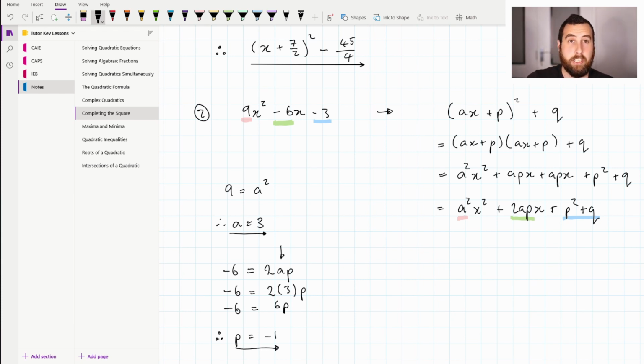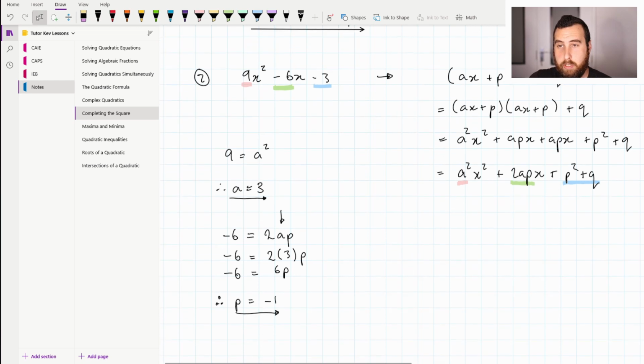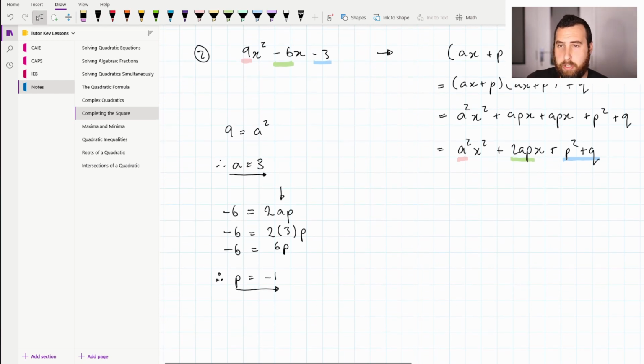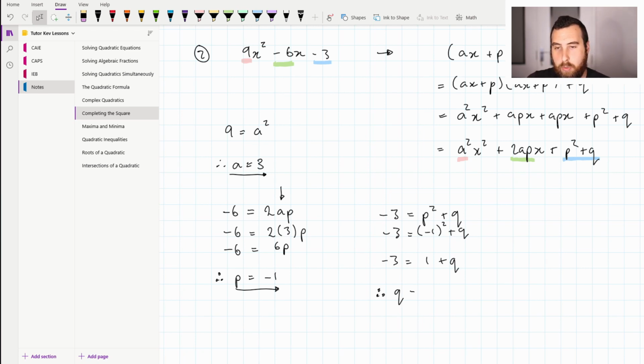And then lastly, I need to find my value of q. So minus 3 is equal to p squared plus q. I know what my value of p is, so I'm going to substitute it in. Minus 3 is equal to minus 1 squared plus q. And we know that minus 1 squared is going to equal 1. Take that over to the other side, and so therefore q is equal to minus 4.